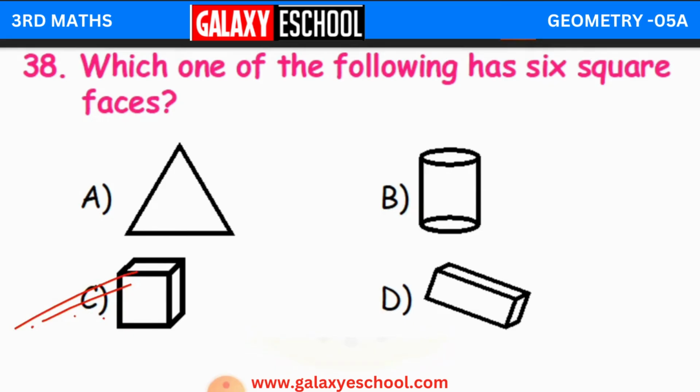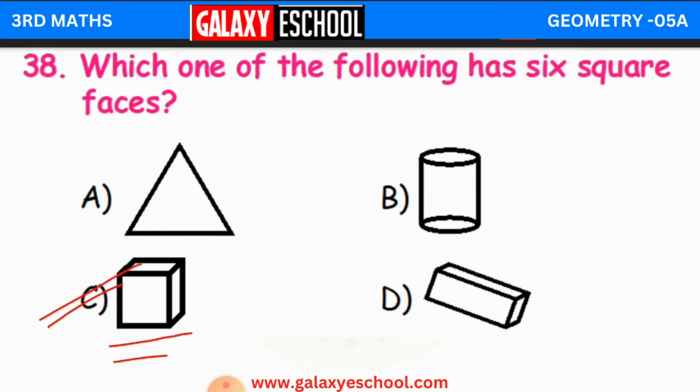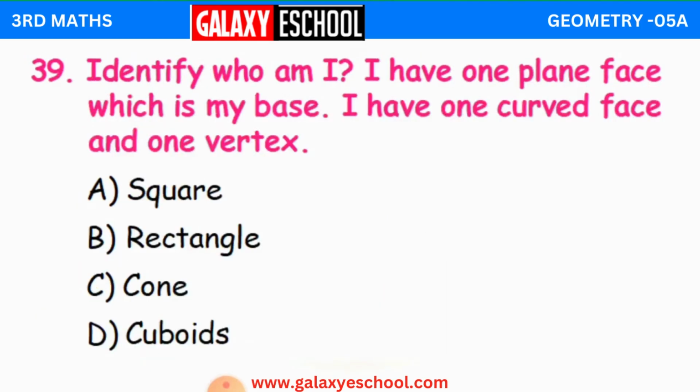Again, what did I say? 6 rectangle faces means we should go for cuboid. No, again it is also wrong. Cuboid has 4 rectangle faces and 2 square faces. Yes, these two are square faces and the remaining 4 are rectangular faces for a cuboid. Only a cube has 6 square faces, children. So option C is our correct answer here.